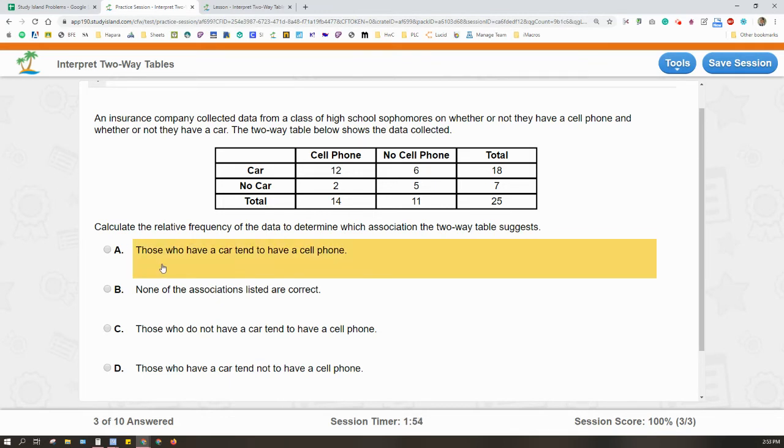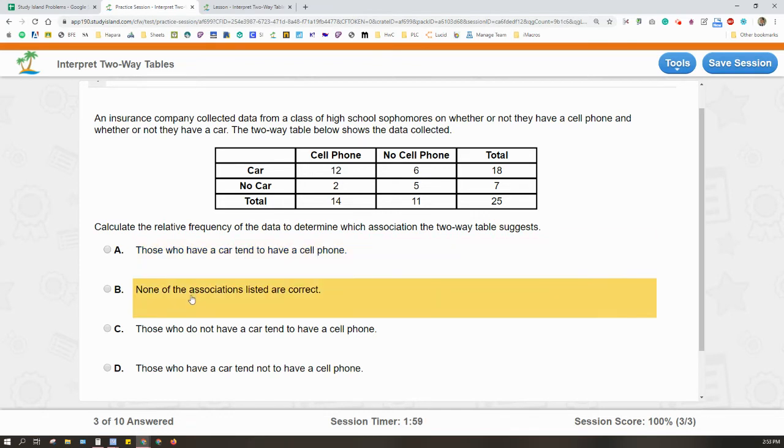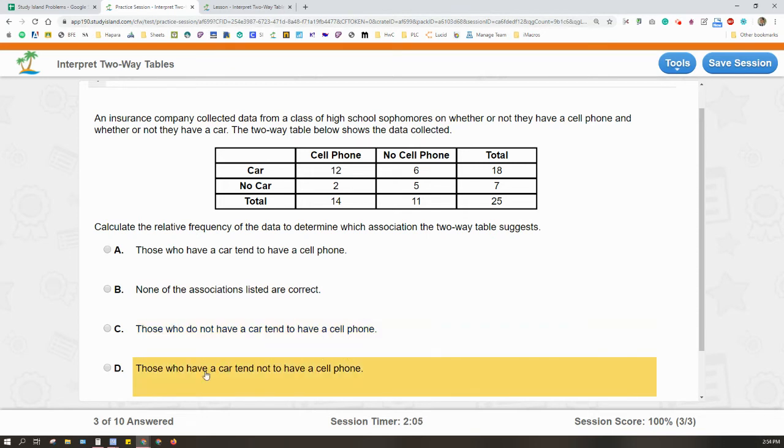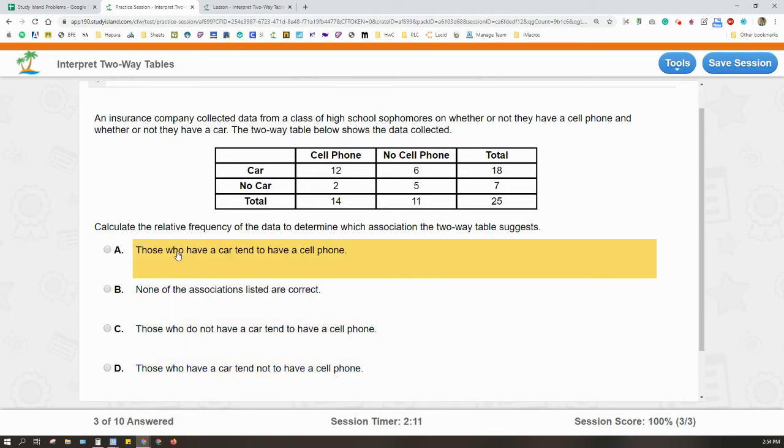The choices here are this. A, those who have a car tend to have a cell phone. This says none of them are correct, so let's move on to C. Those who do not have a car tend to have a cell phone. And those who have a car tend not to have a cell phone. So each of these statements starts off with identifying first the group that has a car or that does not have a car. So those who have a car or those who do not have a car. So that means we want to isolate those who have a car and those who do not have a car.